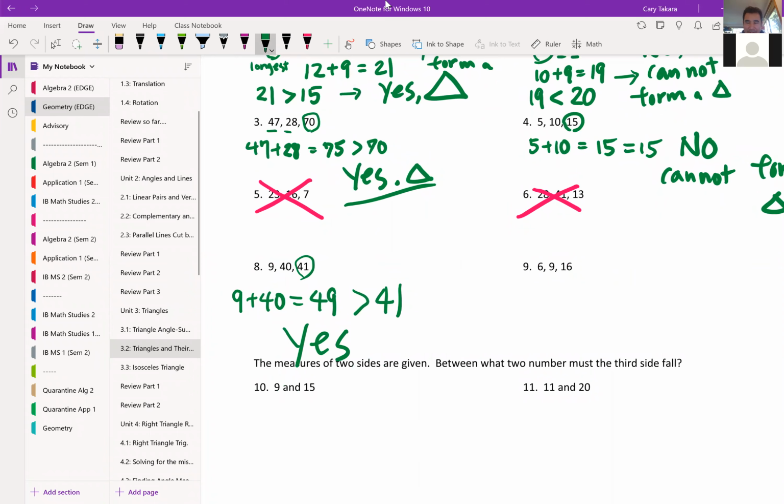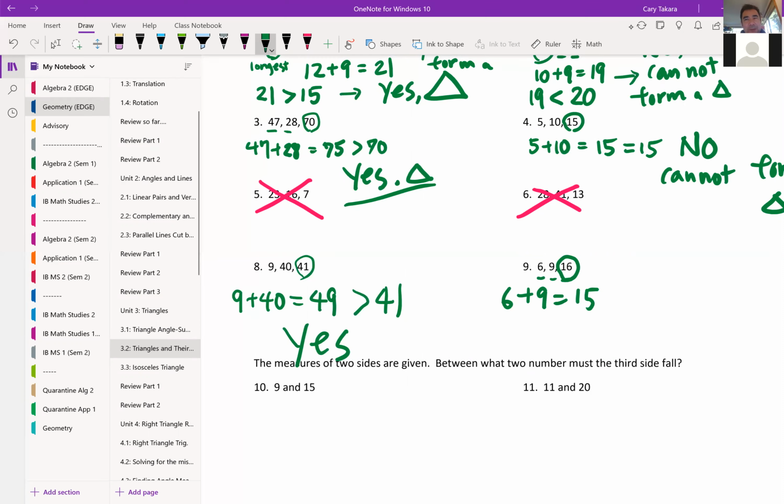Let's do number 9. Last question of this type. Again, the procedure, what's the first step? Maybe you guys are all done with this one. It's pretty straightforward, right? Once you get going, the first step is to pick the longest side. Which one is the longest side? Out of 6, 9, and 16. Definitely 16 is the longest side. Then you're going to add the 2 shorter sides. You do 6 plus 9, which is 15.